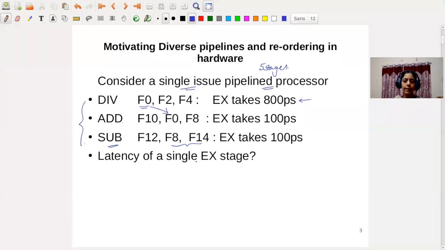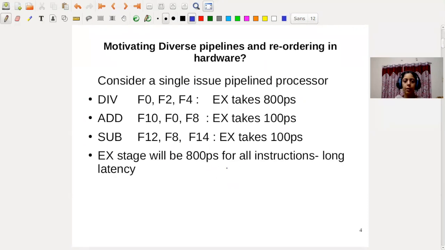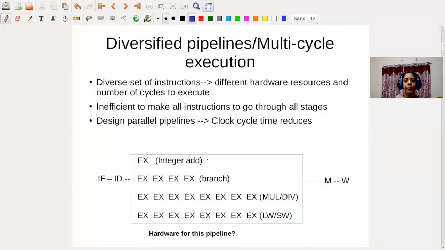So what is the latency of a single EX stage of this entire processor? That should be equivalent to the longest stage, which is 800 picoseconds, because all instructions are supposed to go through that particular stage, and we have to accommodate the slowest instruction, which is the div instruction. So the EX will contain a delay of 800 picoseconds.